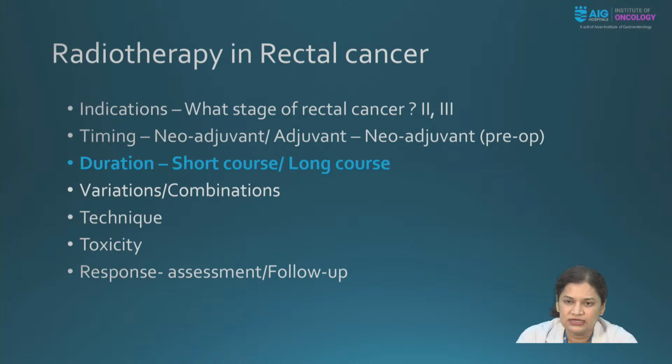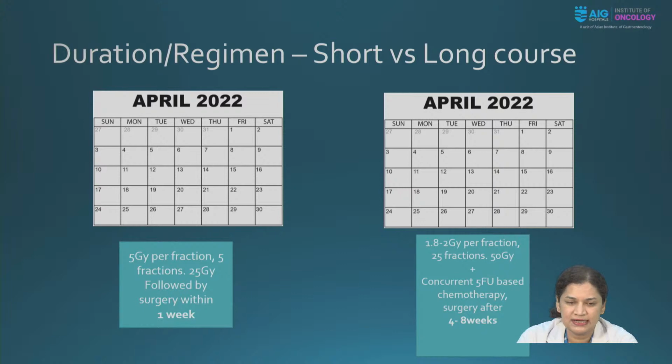The third question: is a short course better or a long course? When I say short course, what exactly does that mean? A short course of radiotherapy is practiced predominantly by the Dutch, where they gave a high dose of 5 Gray every day over a period of 5 days. And within a week, this was followed up with surgery.